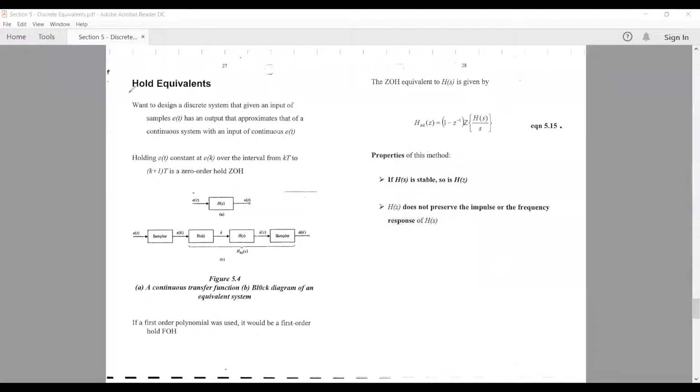Now let us look at the last method, called hold equivalence or zero order hold equivalence. We want to design a discrete system that, given an input of samples e of t, has an output that approximates that of a continuous system with a continuous input e of t. Basically, what a zero order hold does is hold e of t constant at e of k over the interval from kT to (k+1)T.